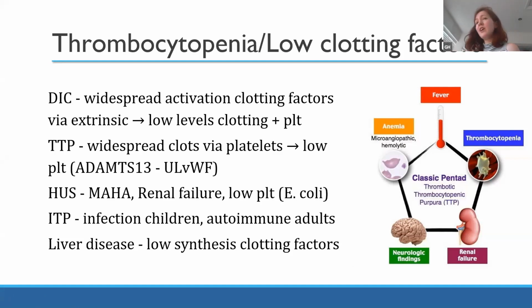In liver disease, you'll get low synthesis of clotting factors. Platelets aren't affected because platelets are made in the bone marrow, not by the liver. But because the liver produces clotting factors, you do get low synthesis of clotting factors in liver disease.